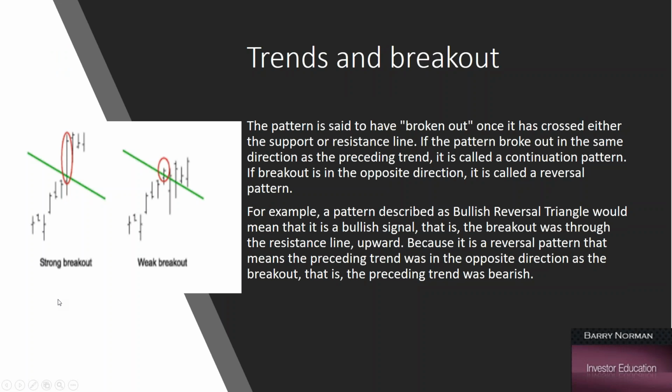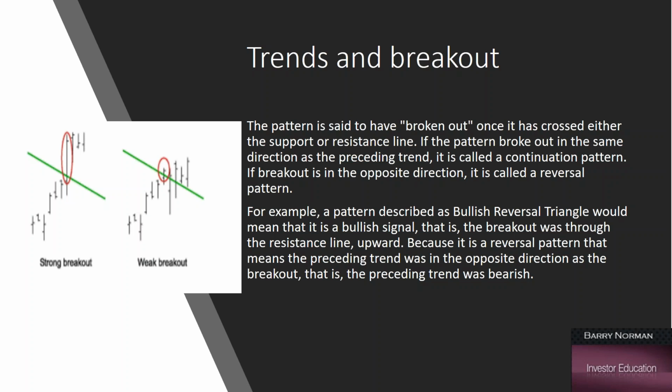Now, the pattern is said to have broken out once it has crossed either the support or the resistance line. If the pattern broke out in the same direction as the preceding trend, it is called a continuation pattern. In other words, if price is moving up and then it breaks out of a triangle or a wedge going upward, it is called a continuation pattern because it's very strong, because the bulls are saying that we're in control of the market. The bulls took a break, and that's why the market eased down to form the pattern, but the bulls are now back in control, or the exact opposite if price is breaking out downward.